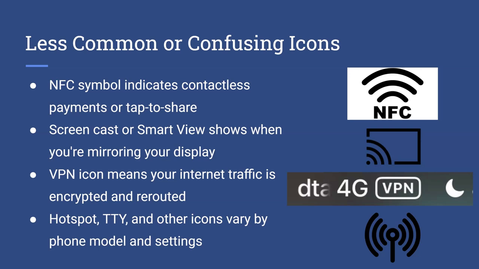So, screencast is smart view. Again, a lot of these icons look pretty similar. If you see a Wi-Fi symbol, but then it's kind of surrounded by a boxed outline, that can mean that you're screencasting. So you have your phone and you're casting information to your TV. That could mean that. VPN icon means that your internet traffic is encrypted or rerouted. And hotspot, TTY, and other icons, they kind of vary by phone model and settings. If you see an icon that you don't detect, again, just search it up or ask ChatGPT or something like that.